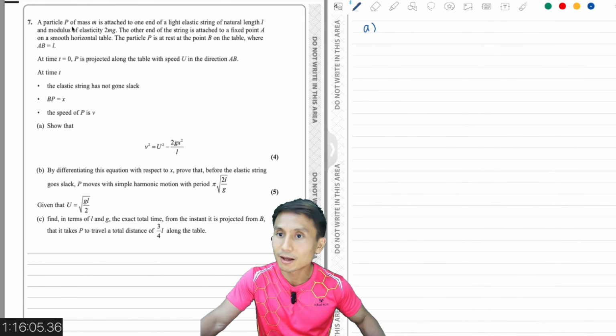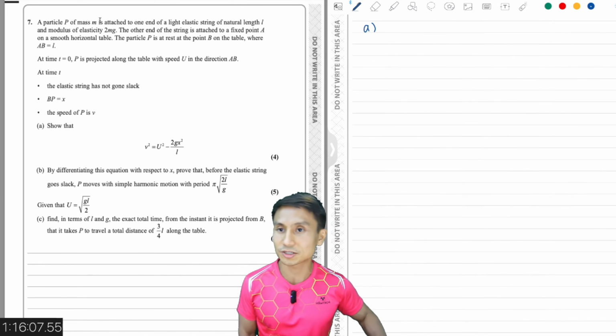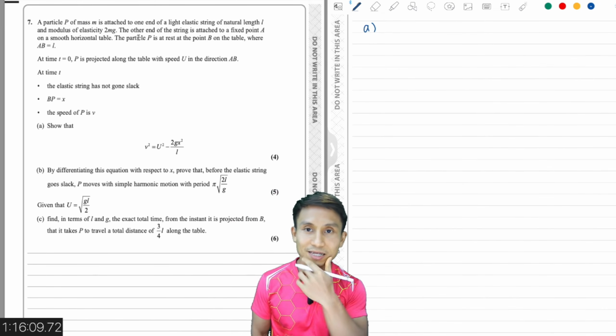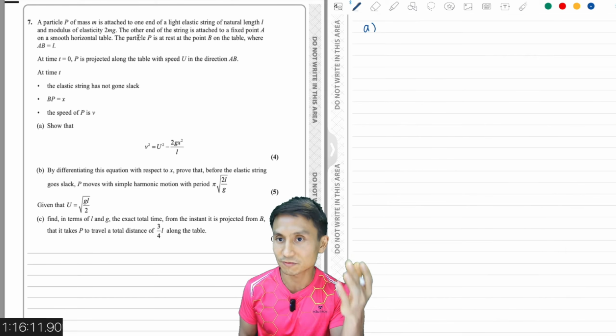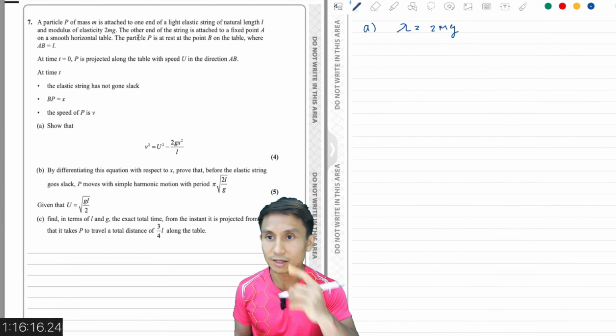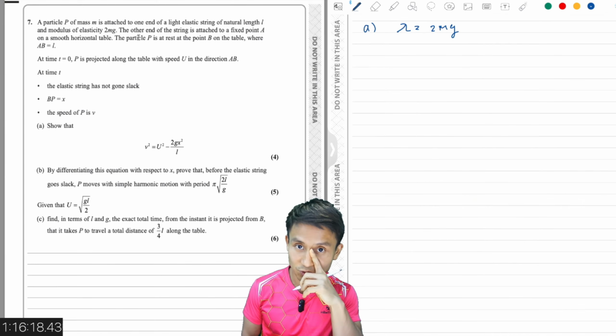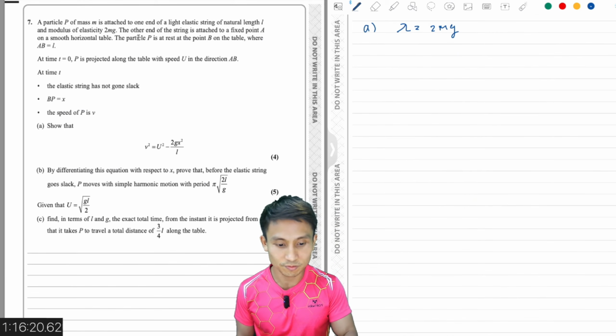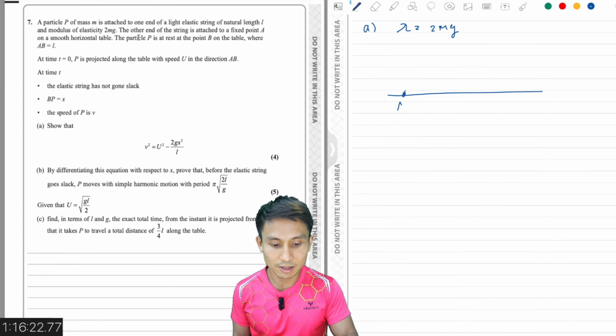Part A. A particle of mass m is attached to one end of a light elastic string of natural length L, modulus of elasticity 2mg. So lambda is 2mg there. The other end of the string is attached to a fixed point A on a smooth table. Okay, A on a smooth table.